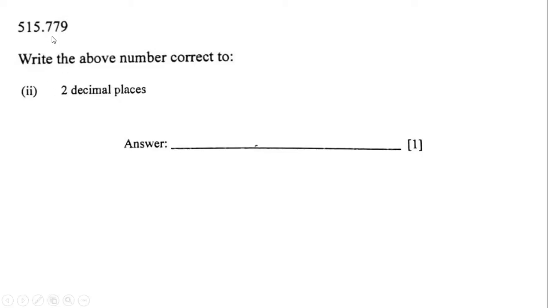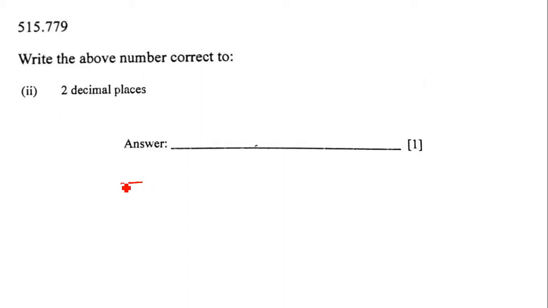Please master these types of questions. They always come. I don't know why they're in love with these types of questions, but writing it correct to two decimal places, significant figures, they always come. So make sure you know how to do it properly. I can't emphasize that enough. So we want to write this 515.779 correct to two decimal places, and so let's do that.